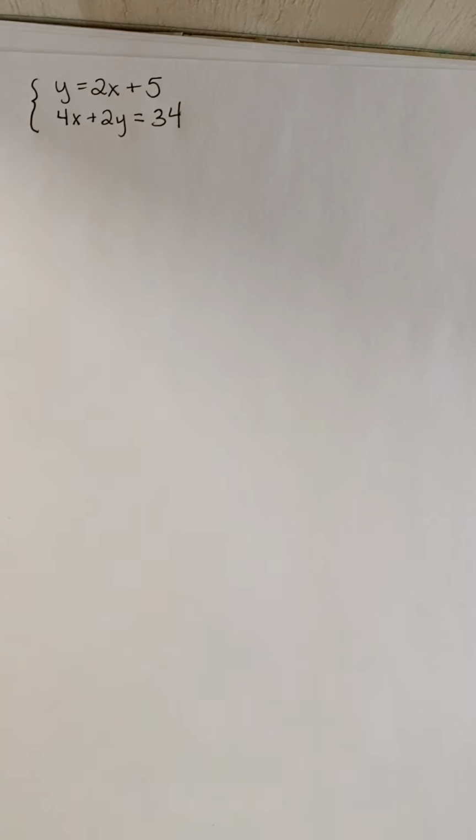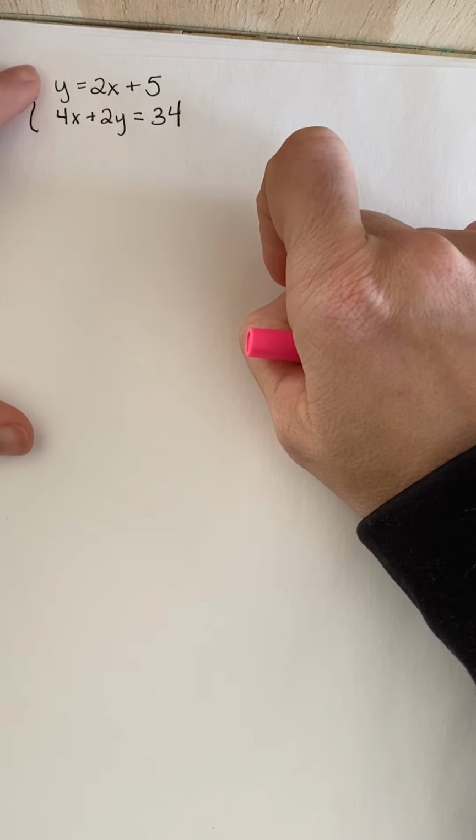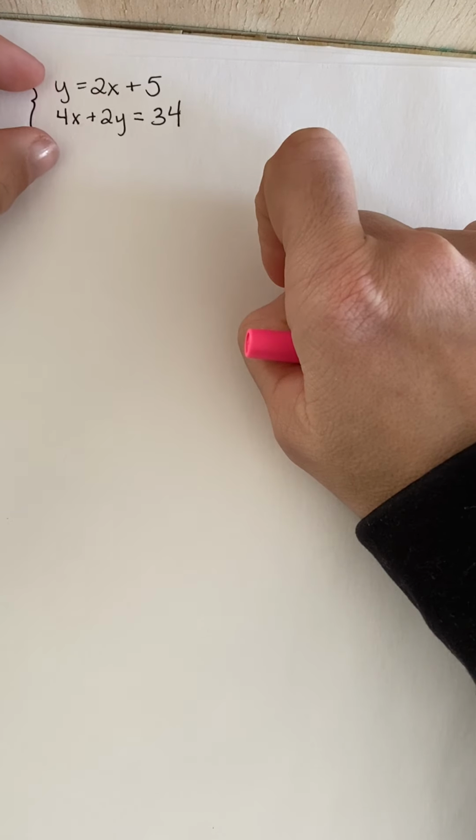Hi all, I'm back with my crazy homemade document camera. I wanted to talk to you about one of the methods for solving systems of equations. This method I'm going to highlight is called substitution. This particular system, and this curly bracket here, indicates that these two are linked in a system.